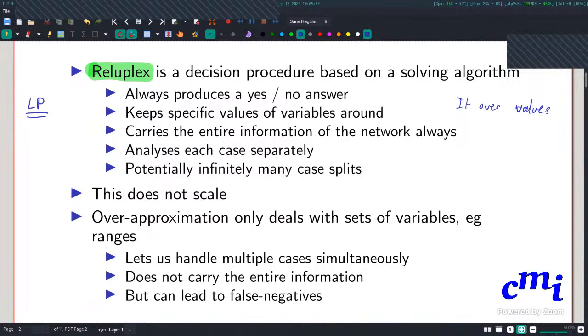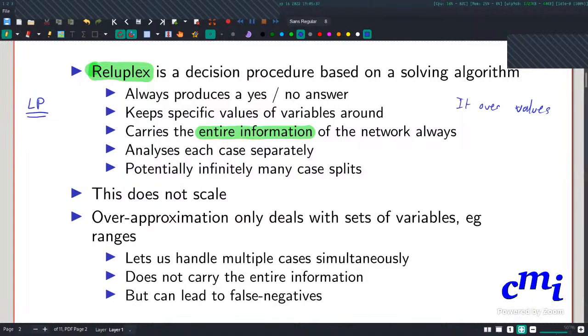In this sense, Reluplex is actually working with the exact network. It carries, in some sense, the entire information of the network. It does not introduce something like a set of variables or anything like that. It carries the exact values of the variables. It might be true that those exact values might not happen in a real network, in the sense that not all the ReLU constraints are satisfied, but nonetheless, it's one set of values for all the variables in the network.